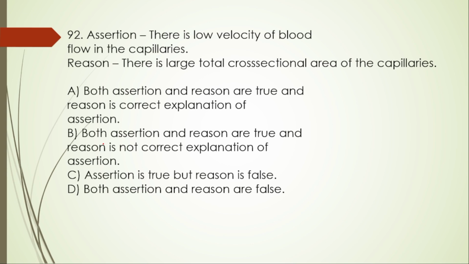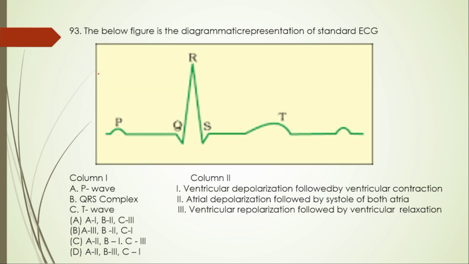92nd question, assertion and reason type. Assertion: there is a low velocity of blood flow in the capillaries. Yes, it is true. Next, reason: there is a large total cross-sectional area of the capillaries. Yes, this one is also true. So here the right option will be option A.